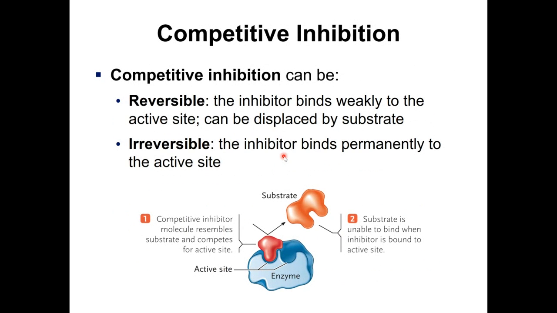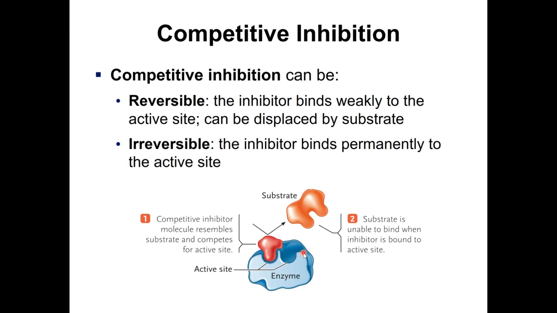Now, these molecules, again, they will bind to the active site. Imagine this red molecule being the competitive inhibitor, binding to the same active site that the substrate will bind to. By doing that, they block the activity of the enzyme. They inhibit the activity of the enzyme.